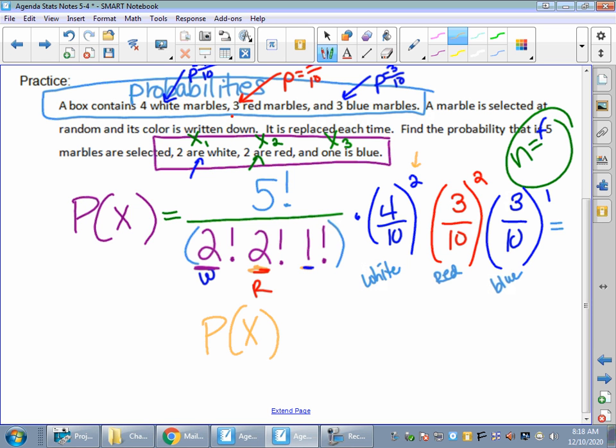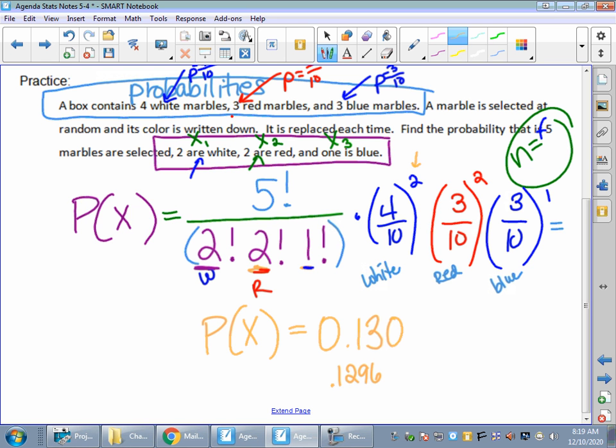Take a break right here. Do the math on your calculator. Make sure. I ended up with a 0.130 when I did my rounding. I think it was 0.1296 or something like that. So then I'm going to round that up to 0.130. So my probability of drawing 2 reds, 2 whites, and 1 blue is about a 13% probability.